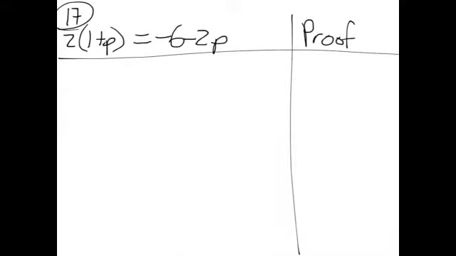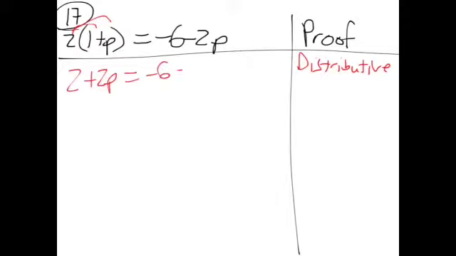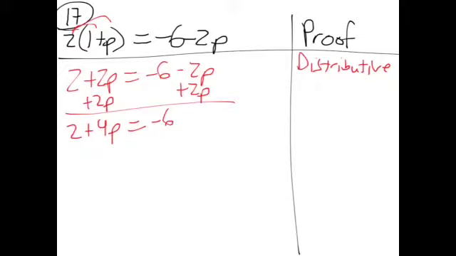And if we move on to 17, I'm going to start again by just distributing to simplify that left side a little bit. So just the distributive property. 2 times 1 is 2. 2 times p is 2p. And the right side is still just going to be negative 6 minus 2p. I'm going to add 2p to both sides to get 2 plus 4p equals negative 6.